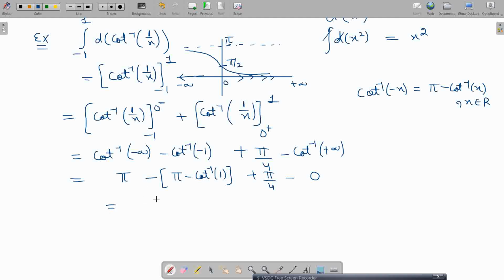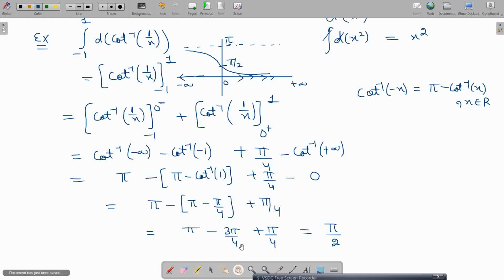Okay, so when you solve it, so you get pi minus, now pi minus, what is cot inverse of 1? It is pi over 4 plus pi over 4. So what do you get? So you get pi minus 3 pi by 4 plus pi over 4, which when you solve it, you'll get pi over 2. All right, so the integration value of this function is pi over 2.